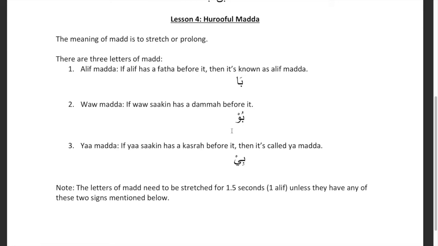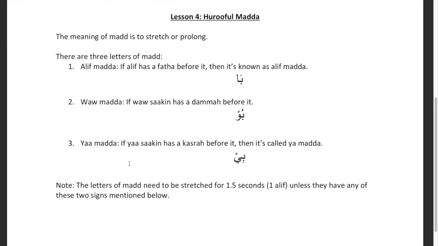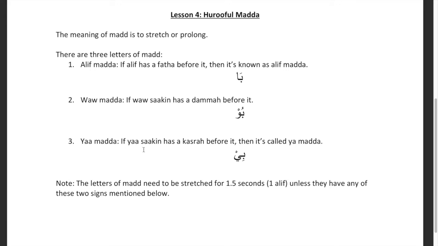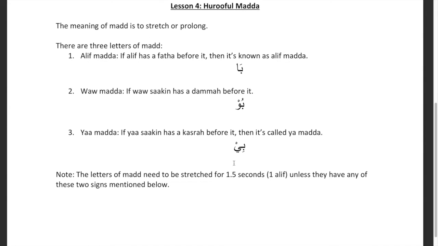Boo, boo. And ya madda is when before a ya sakin there's a kasra, then it is called ya madda. So there's a ya, it has a sukun, so this is called a ya sakin, and before it there's a kasra, so it will be stretched. B.